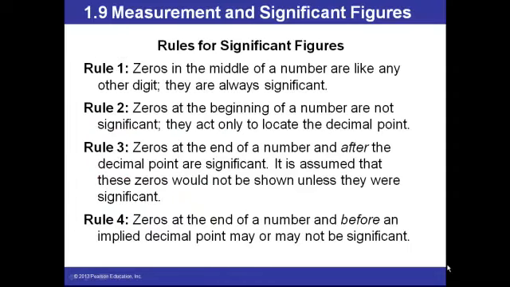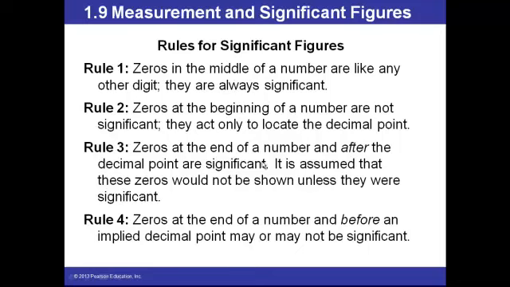So here are our rules for significant figures. Rule number 1, zeros in the middle of the number are like any other digit. They're always going to be significant. So trapped zeros are significant. Zeros at the beginning of a number are not significant. They only act to locate the decimal point.